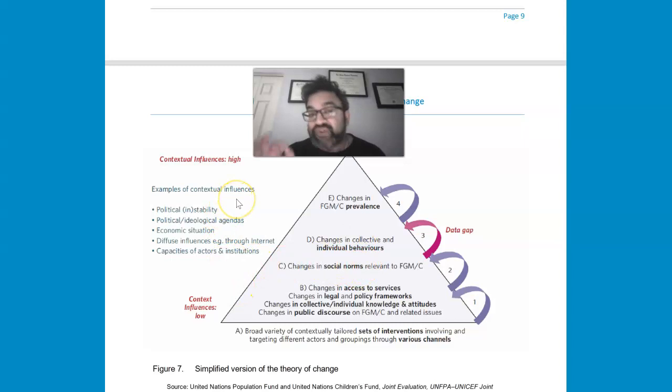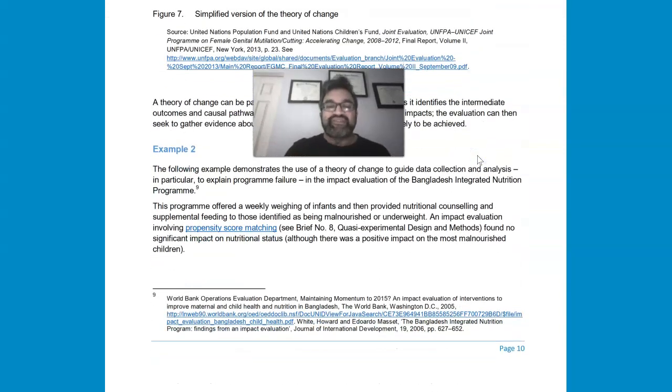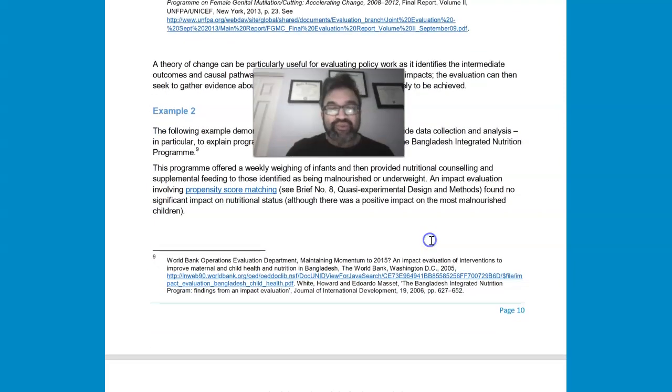Contextual influences, of course, are always very high. So in terms of political instability, if that's there, then these things would be different. Political ideological agendas, of course, influence the economic situation. Diffuse influences, like for instance the internet, somewhere where people are getting their ideas, and social media, of course, and then capacities of actors and institutions, play a role.